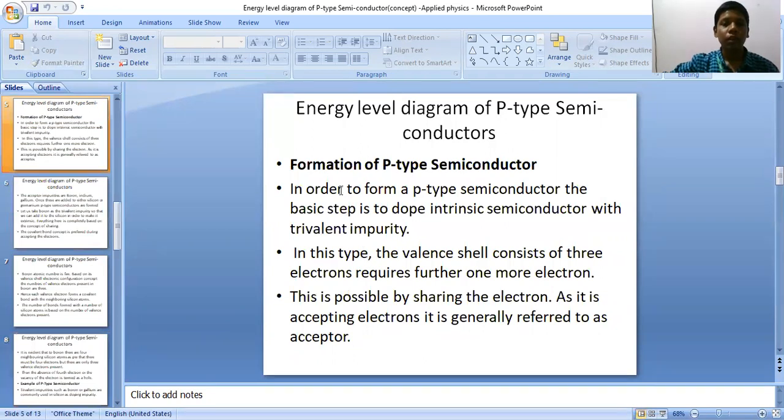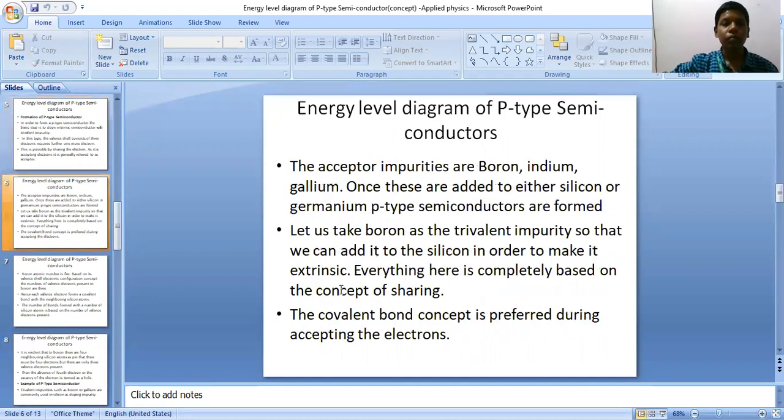Formation of p-type semiconductor. In order to form a p-type semiconductor, the basic step is to dope an intrinsic semiconductor with a trivalent impurity. In this type, the valence shell consists of three electrons and requires one more electron. This is possible by sharing an electron. As it is accepting electrons, it is generally referred to as an acceptor. The acceptor impurities are boron, indium, gallium. Once these are added to either silicon or germanium, p-type semiconductors are formed.